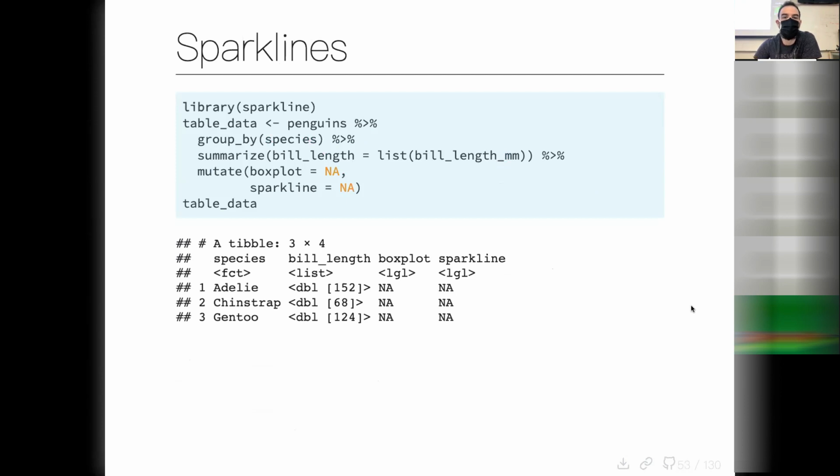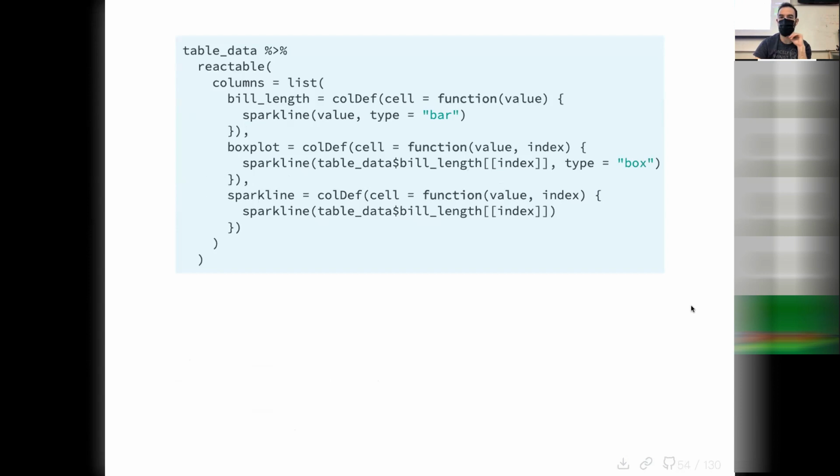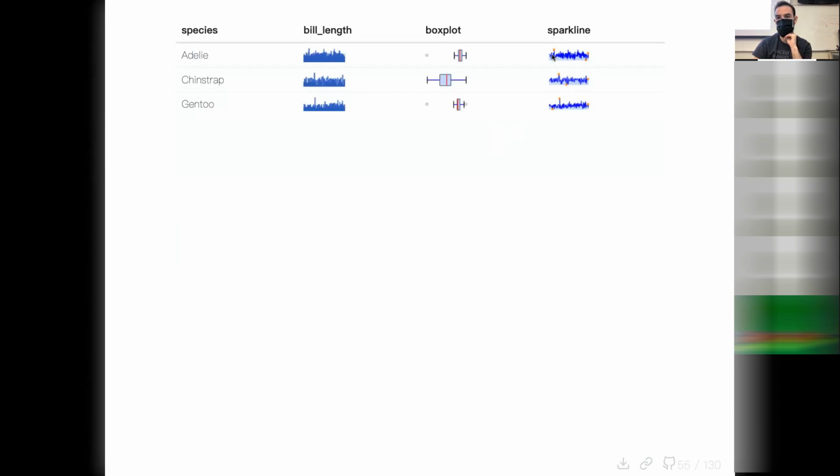Okay. Sparklines, this is fairly complicated. So I'm not really going to go through this code all that closely. I will go through it quickly. You can see that the code is relatively complicated, but it's nice because you can create these little sparklines like this. And these are actually little interactive plots.